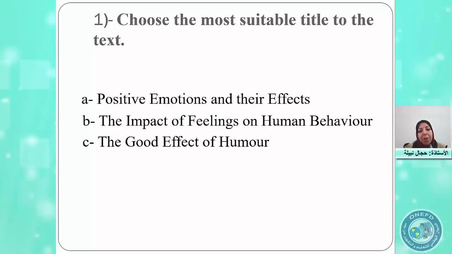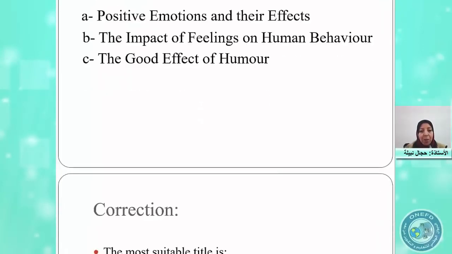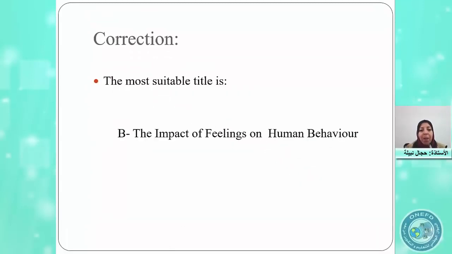If we look at the first title, positive emotions and their effects, this cannot be a good title since the text speaks also about negative emotions, not only about positive ones. Concerning C, the good effect of humor is mentioned in the text but only in one paragraph, so this cannot be a suitable title for the text. So the correct answer is B, the impact of feelings on human behavior. That is to say, the effect of these feelings on our comportment.